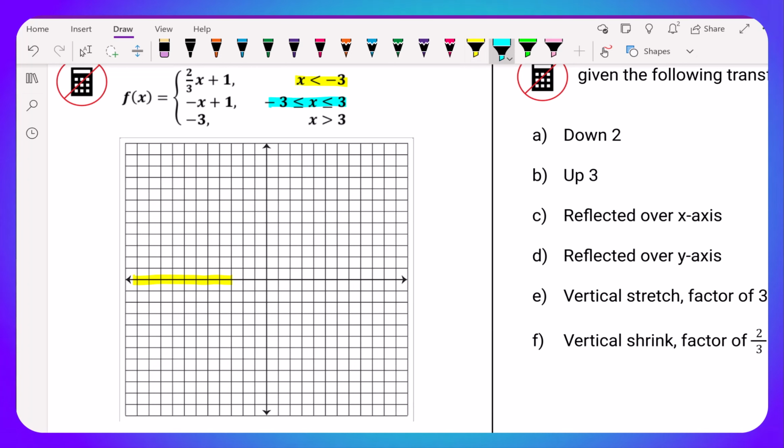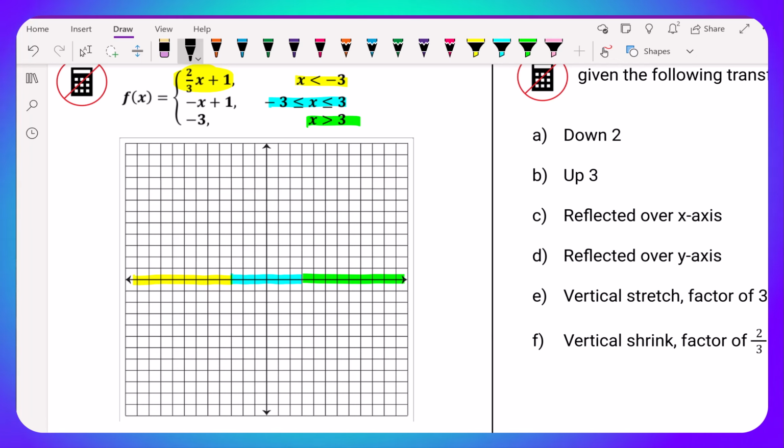This is between -3 and +3. So -3 and +3 here. And then this one is going to be everything greater than 3. All right, so the only part of this graph that is going to exist is going to be 2/3 x plus 1. So to graph this very quickly, now I don't want you to copy this down yet because I'm going to erase part of this.